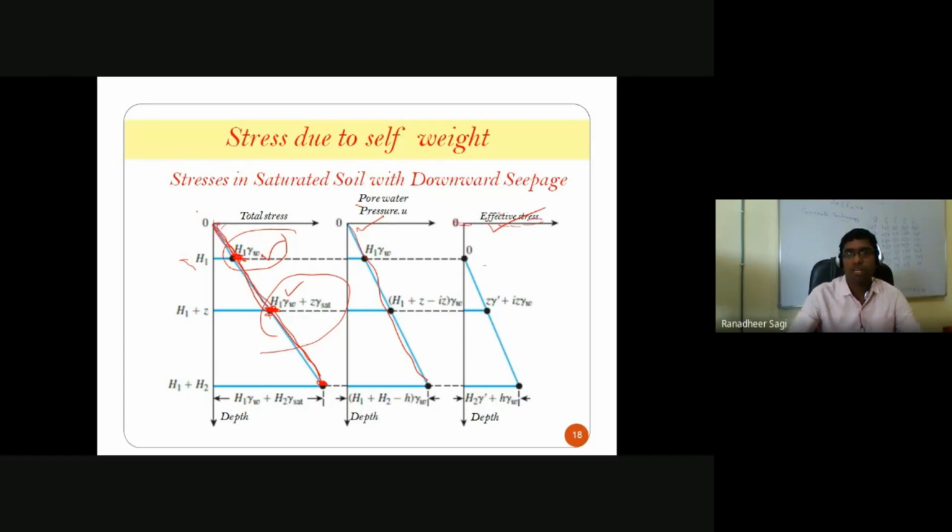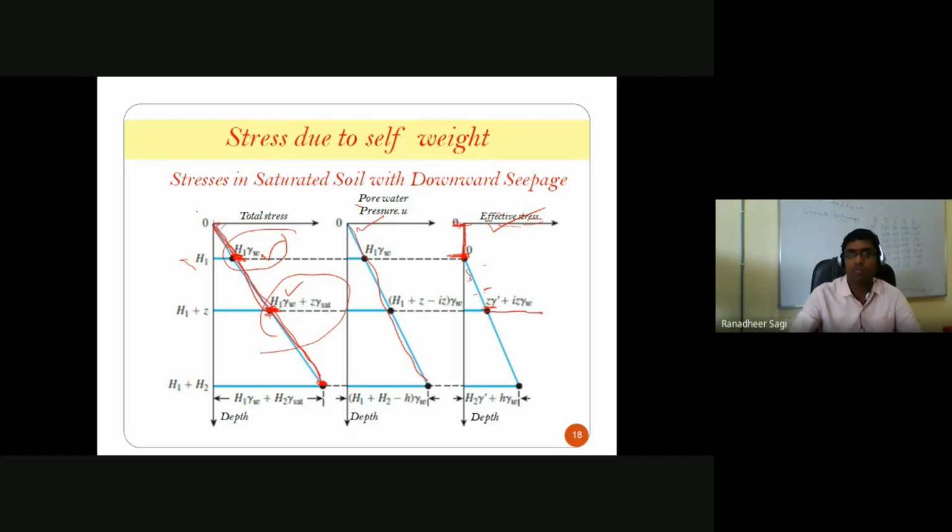At the top of the water body, effective stress is 0. Even at the top of the soil sample, your effective stress is 0. So automatically I can say effective stress varies from 0 to 0. It means it coincides with this vertical axis. And from this point to this point, the effective stress varies as a linear function. And at point C, we know how much our effective stress is.